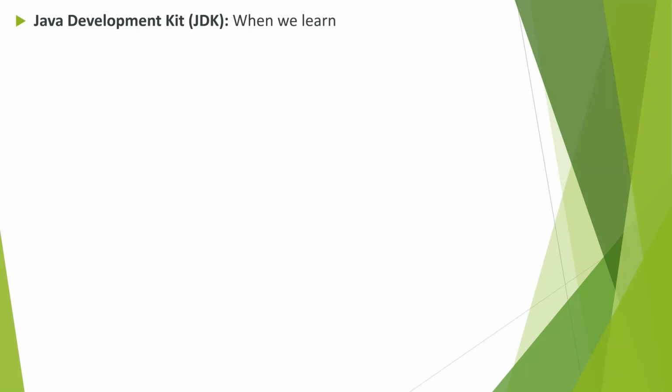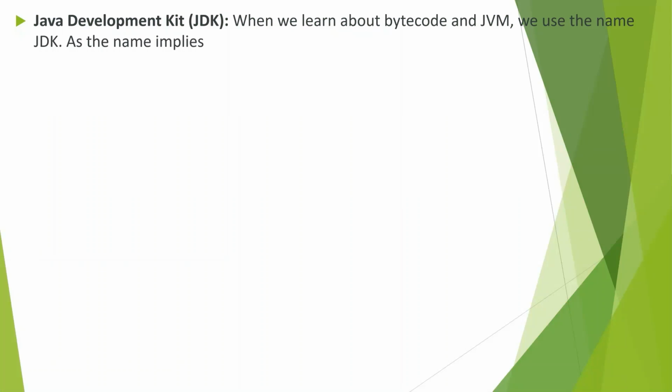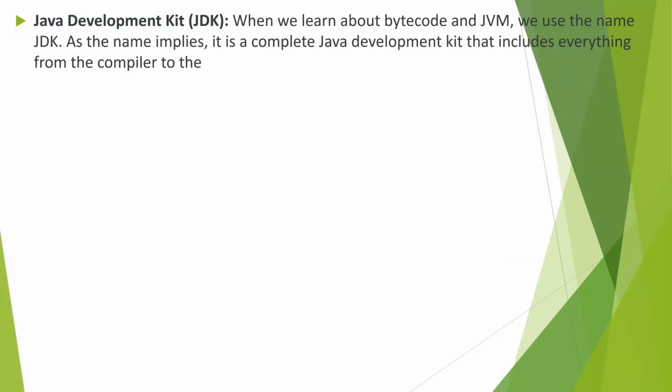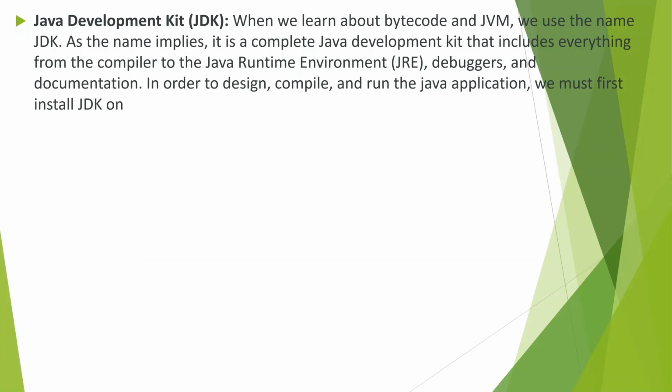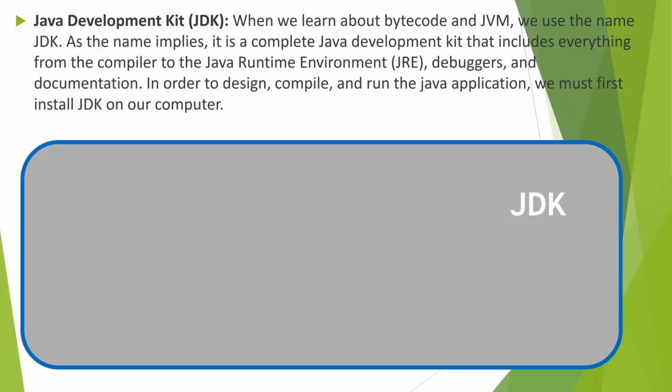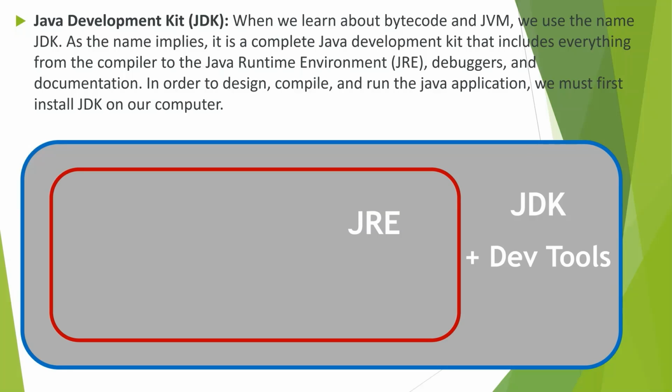JDK. As the name implies, it is a complete Java Development Kit that includes everything from the compiler to the Java Runtime Environment, debuggers, and documentation. In order to design, compile, and run a Java application, we must first install JDK on our computer. In the given image, we can clearly see the JVM and the library classes together make up the JRE. JRE, when combined with development tools, makes up JDK.